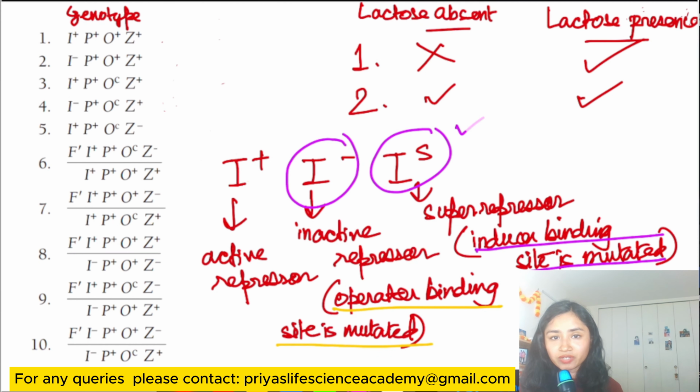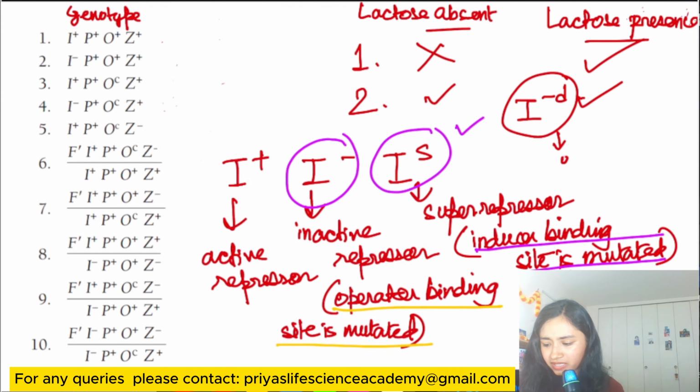There is another kind of inhibitor mutation which is less discussed, but I want you to know. That is I minus D. I told you in the previous class, that is a dominance mutation. I minus D produces non-functional repressor. The repressor proteins are tetramers of 4 proteins, so it can't produce all of the peptides very nicely. For example, it can produce 2 peptides nicely, or 3 peptides nicely.